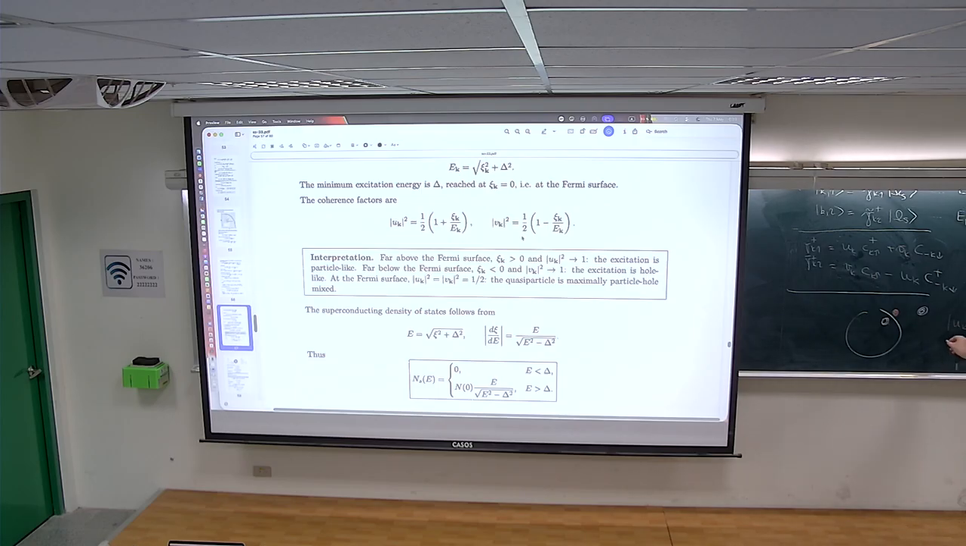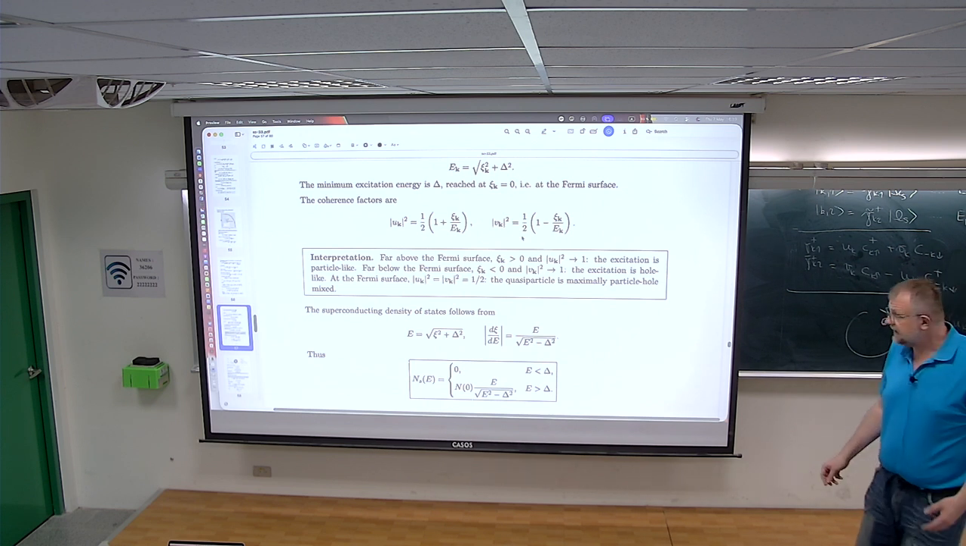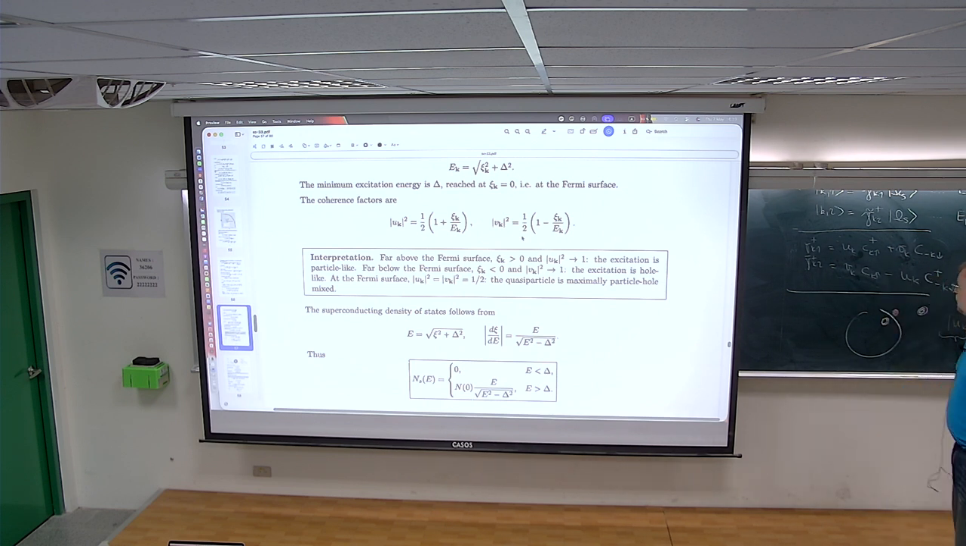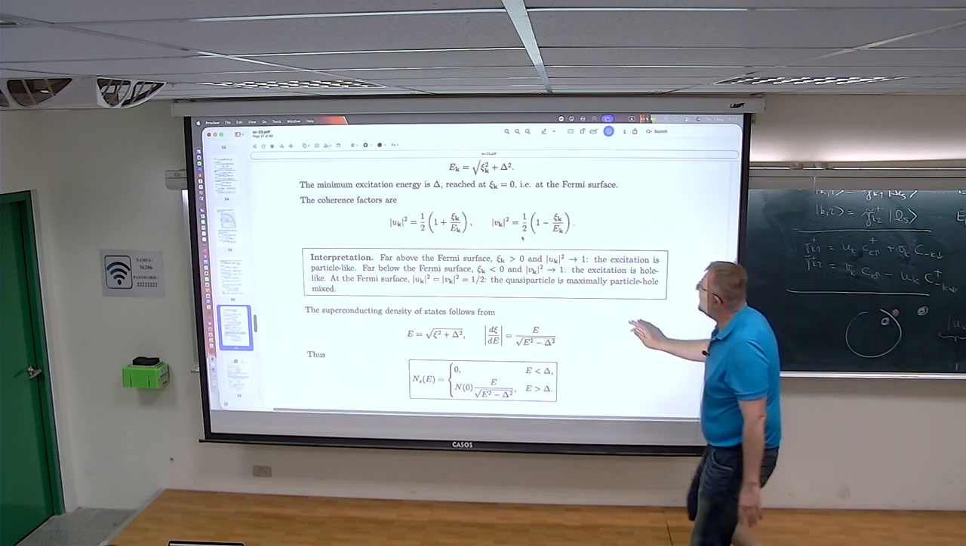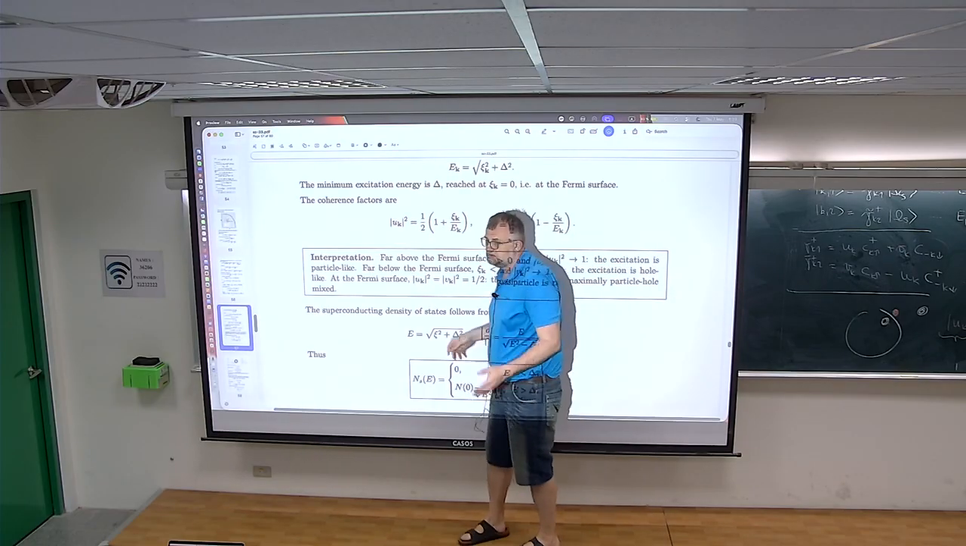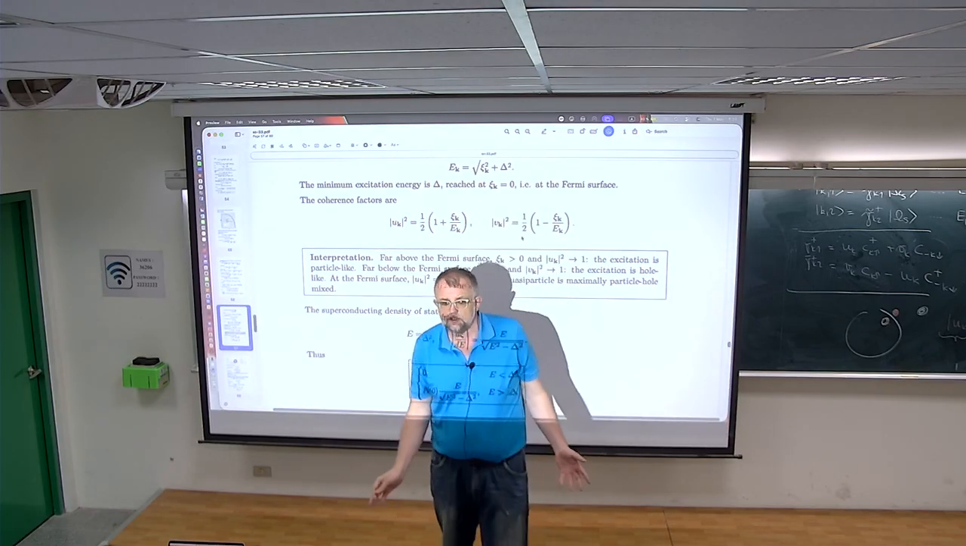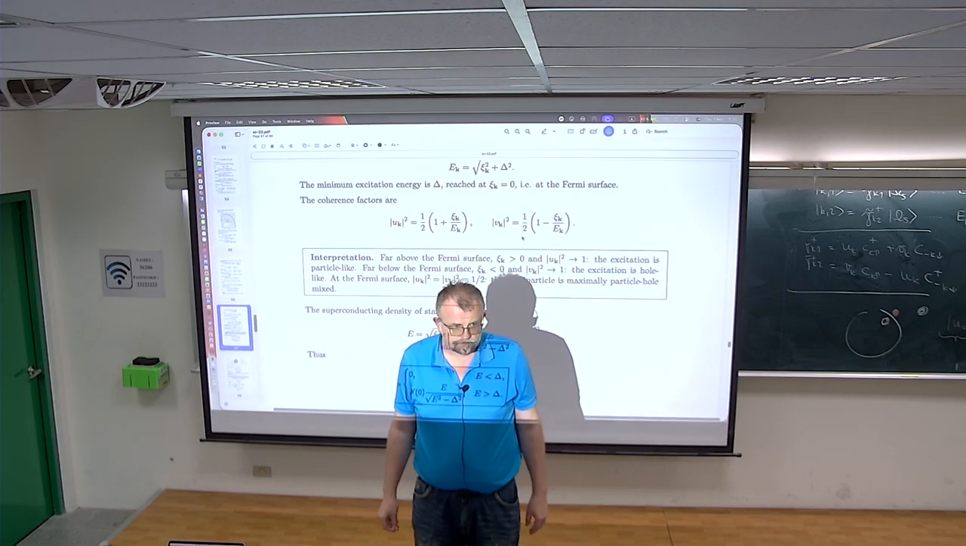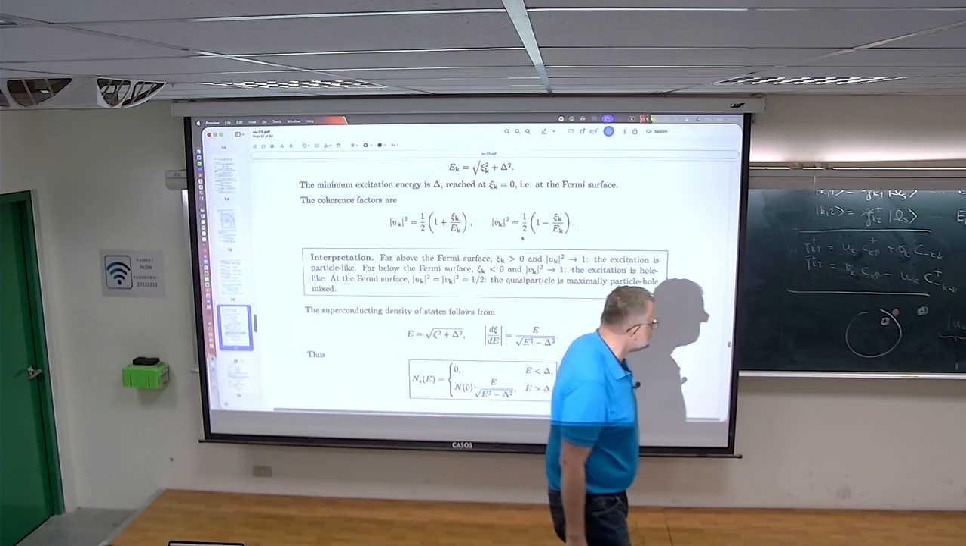Because this is the probability that it's the electron, and this is the probability that it's a hole. You just look at the picture of UK and VK. Yeah? So basically exactly when UK and VK are 1/2, which happens exactly at the Fermi energy, then the quasi-particles are effectively chargeless objects. Okay? Good, so that's what I'm just saying.